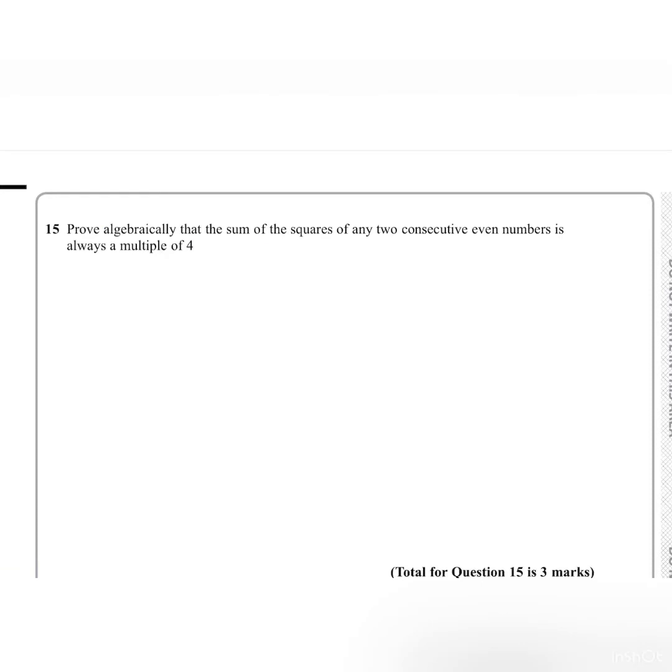Okay, question number 15, it says, prove algebraically that the sum of the squares of any two consecutive even numbers is always a multiple of 4. Okay, so again, highlighting the important information. So we're looking for two consecutive even numbers. Okay, so even number, any number which can be divided by 2, or 2 goes into that number. So I'm going to write the first number as 2n. Now the number next to that consecutive even number would be 2n plus 2.